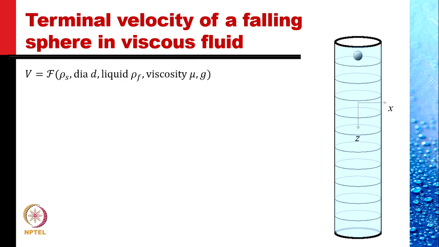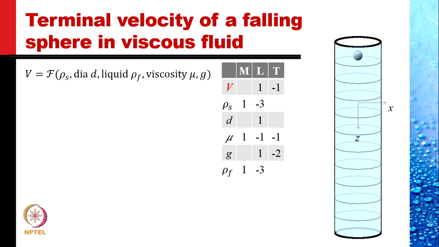Let's do another example where we will use physical information to simplify the expressions that we obtain through dimensional analysis. Let us consider the terminal velocity of a falling sphere in a viscous liquid. Clearly, this terminal velocity v will depend upon the density of the sphere rho sub s, the diameter d of the sphere, the density of the liquid rho f, and the viscosity mu, and of course the acceleration due to gravity g, because gravity is what is causing the ball to fall.